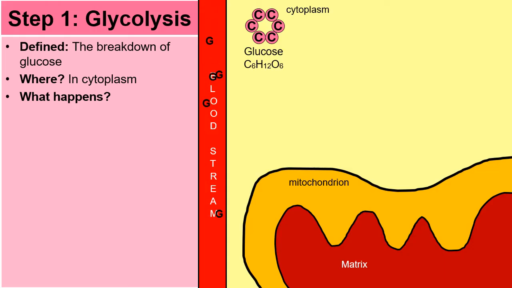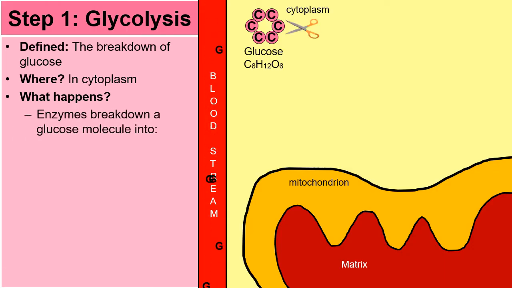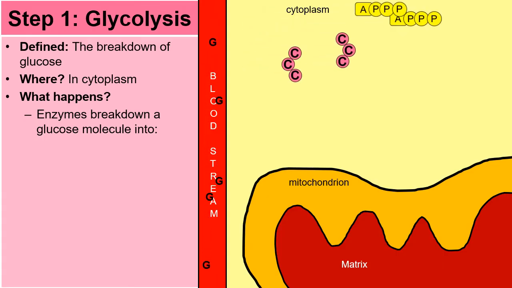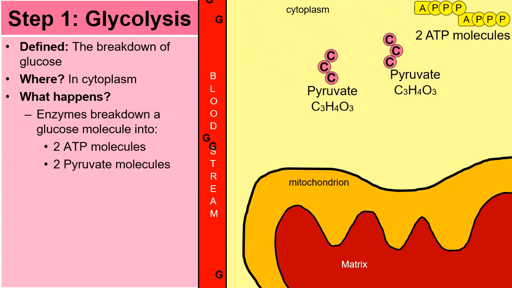And so what happens during glycolysis? I like to use scissors to represent the actions of enzymes. There's a variety of enzymes that are going to break that glucose molecule down. And when they do, they break that molecule of glucose into 2 molecules labeled pyruvate, C3H4O3, and then 2 molecules of ATP. So that's an overview of glycolysis from beginning to end.